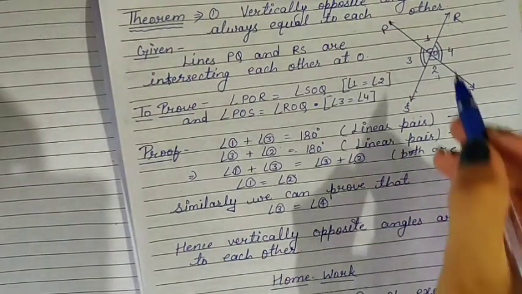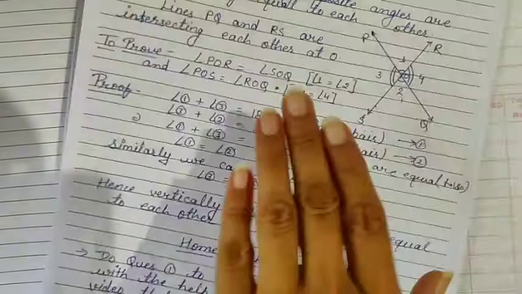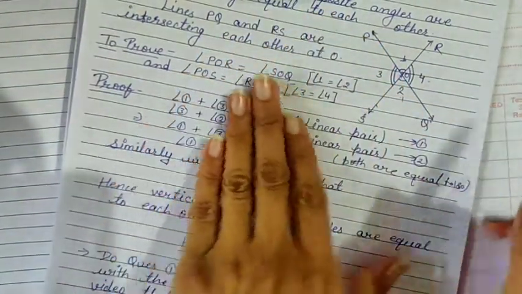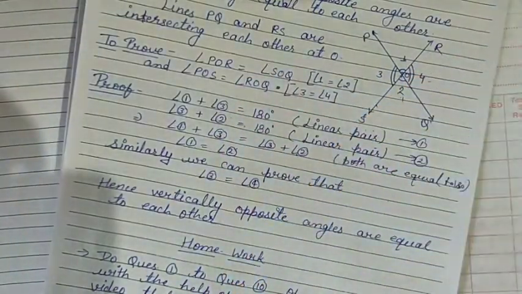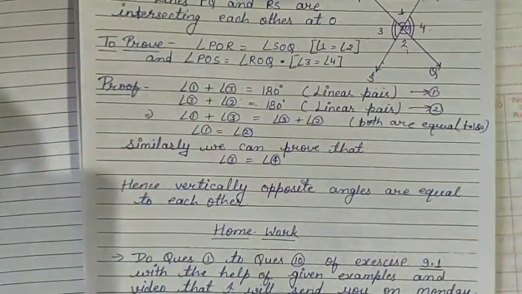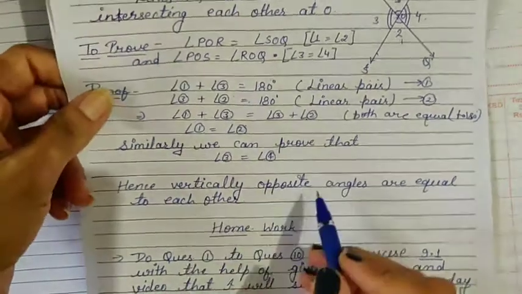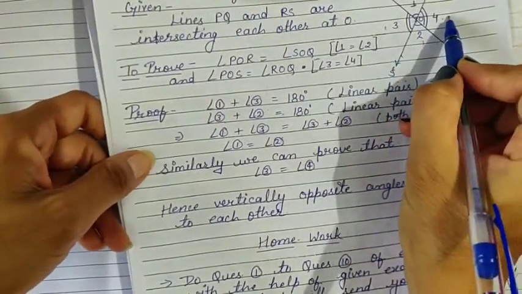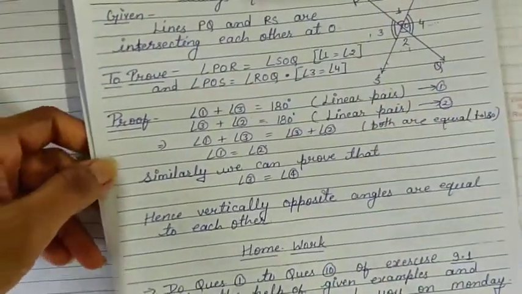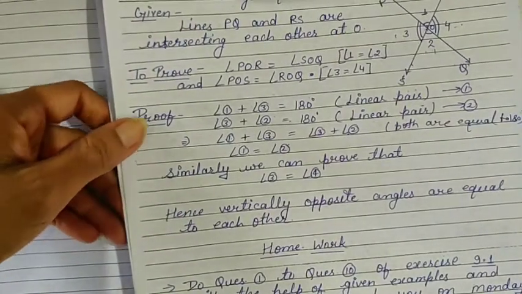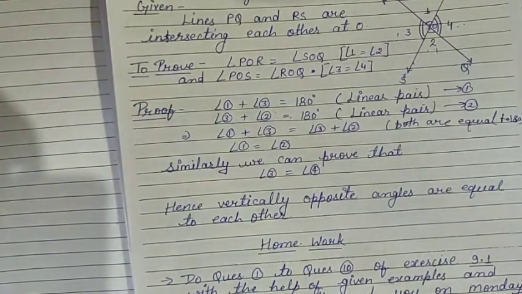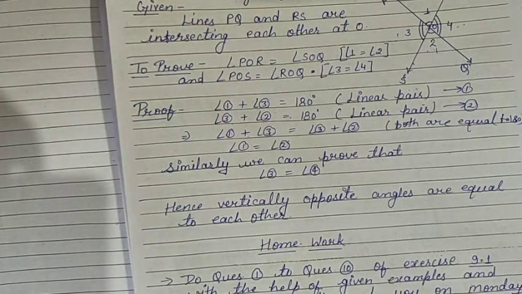Similarly, we can prove that angle 3 equals angle 4, by using that angle 1 plus angle 4 equals 180 degrees, and angle 1 plus angle 3 equals 180 degrees. Then angle 3 is equal to angle 4. Hence, vertically opposite angles are equal to each other. Okay. Angle 3 equals angle 4 and angle 1 equals angle 2. We proved this by the linear pair property. Okay, friends. Now, try to solve your exercise 9.1. And if you face any problem in that exercise, then discuss with me.